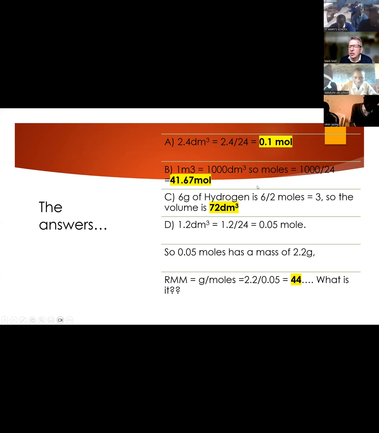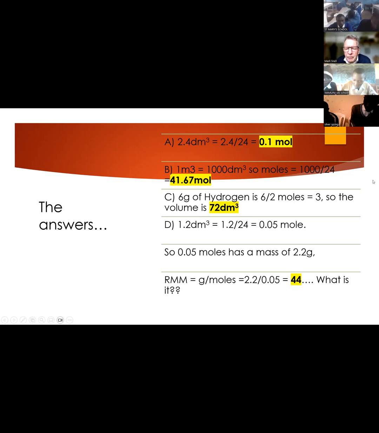6 grams of hydrogen is 6 divided by 2, because hydrogen goes around in pairs. So each hydrogen weighs 1, but a hydrogen molecule, H2, weighs 2. So it's 6 divided by 2, which is 3 moles. 3 times 24 is 72.